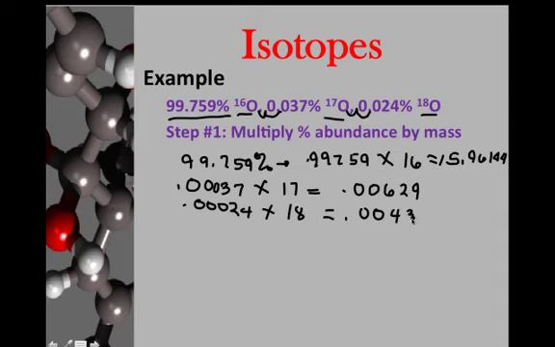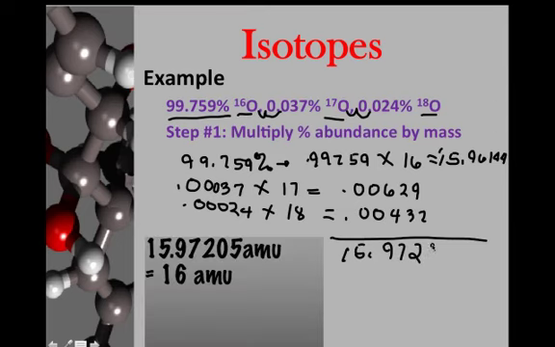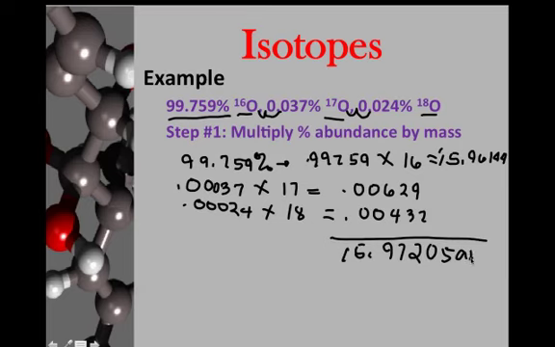There you go. And now we're going to find the sum of all of our products. 15.96144 plus 0.00629 plus 0.00432. What's the answer, Ms. Gray? I get 15.97205. Good. AMUs, of course. AMU means atomic mass unit.